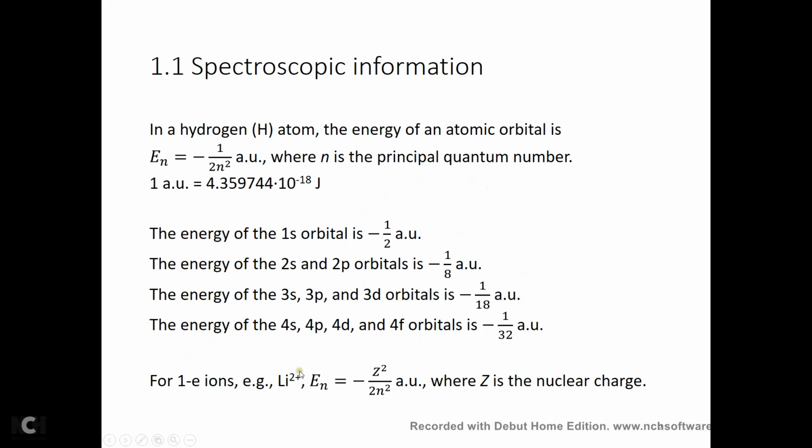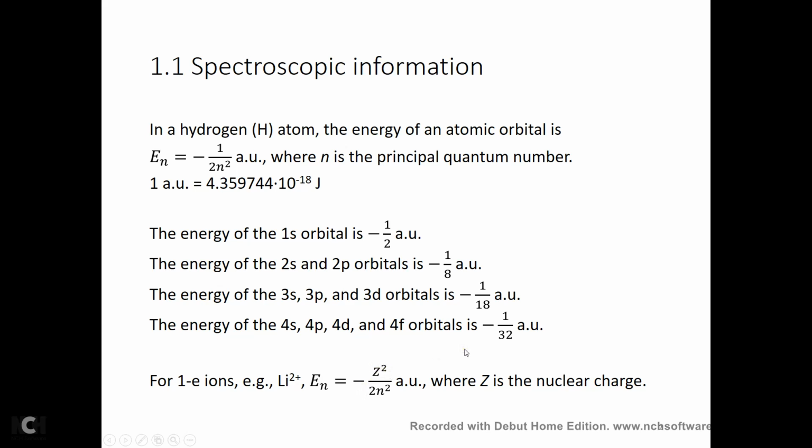For helium plus, or lithium 2 plus, or beryllium 3 plus, or boron 4 plus, there's also only one electron. And it's possible to calculate the energy of the electron, which is also the energy of the atomic orbital occupied by the electron. It's -Z squared over 2n squared. Over here, you have this nuclear charge squared on top.